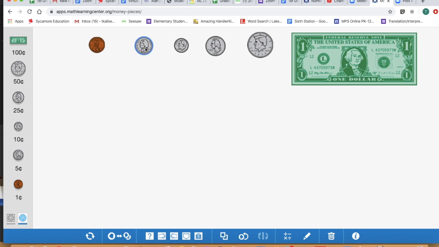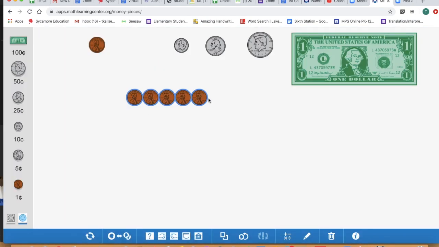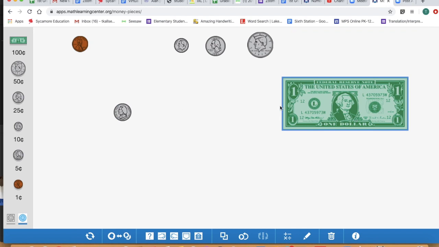This one is worth 5 cents. So if I were to convert this to pennies, I would have 5 pennies. So 1 nickel is equal to 5 pennies. What if I wanted to compare it to $1? How many nickels are in $1? Well, if I skip count by 5, I can figure it out.